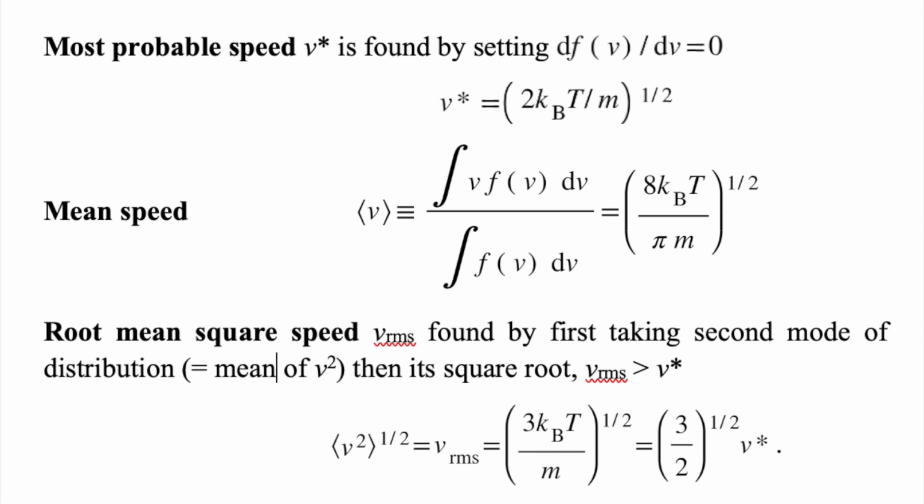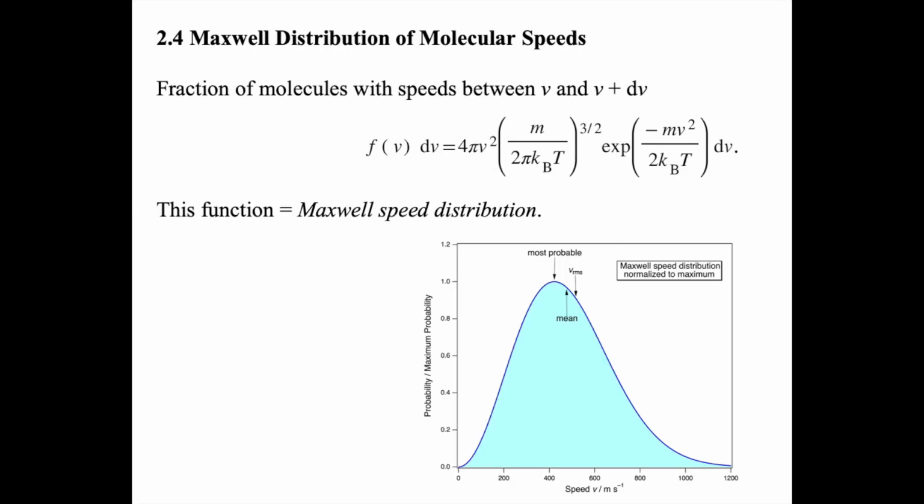We derived the Maxwell-Boltzmann distribution, which describes the population of translational energy states.